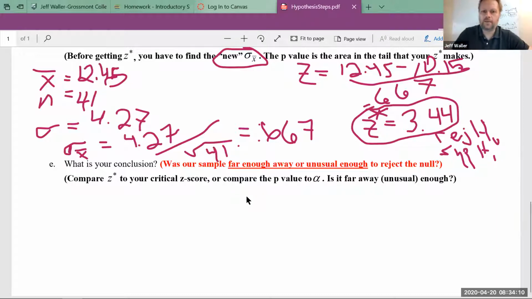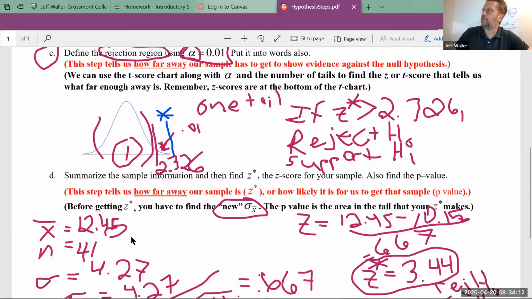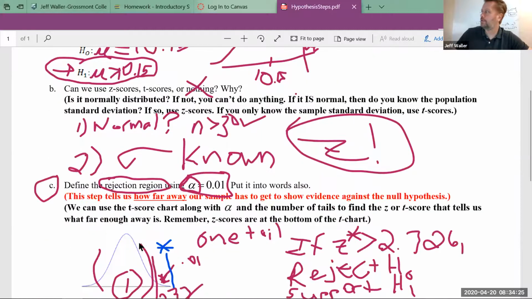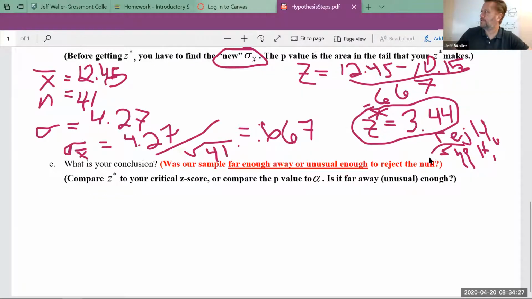Somebody remind me, which one of those was my claim, the H0 or the H1? Yeah, so therefore, I want to use this language: we have found evidence to support the claim. We've got like 10 minutes left. We'll do this last step in a bit.